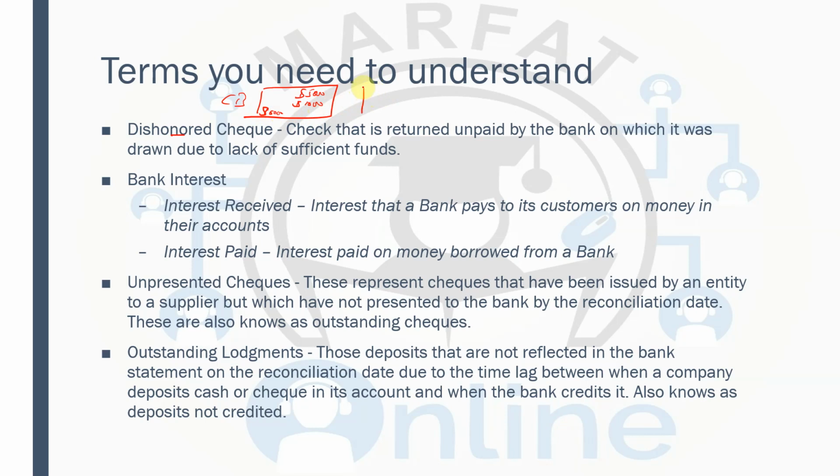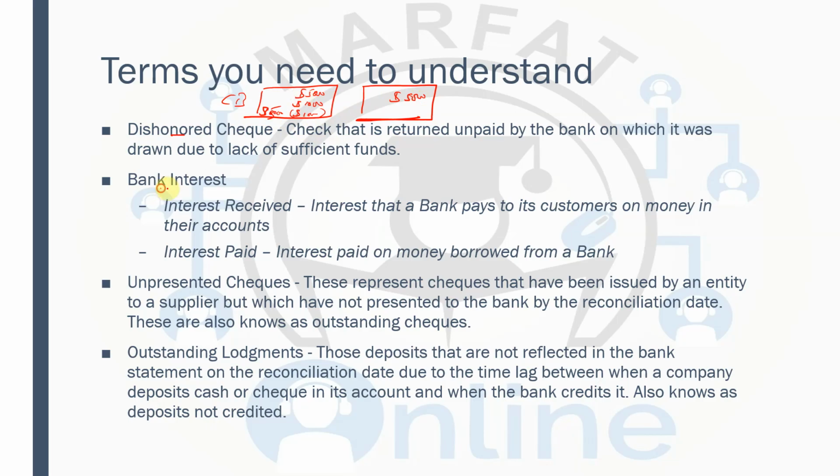The check was returned. Now, my bank statement shows 5,000. My cash book has 6,000 due to the 1,000 amount which I added earlier. Now what I need to do is deduct this 1,000 so that again my balance becomes 5,000.